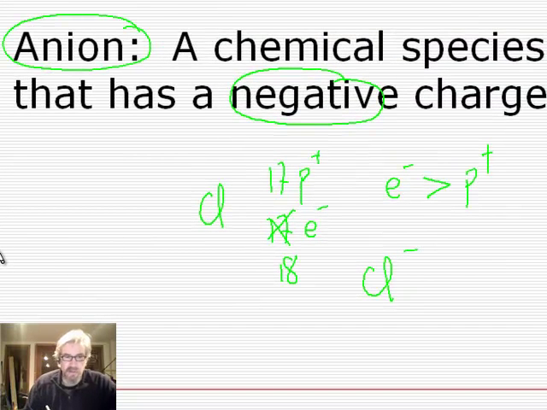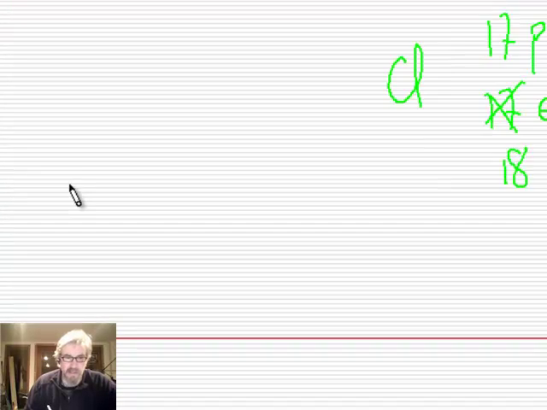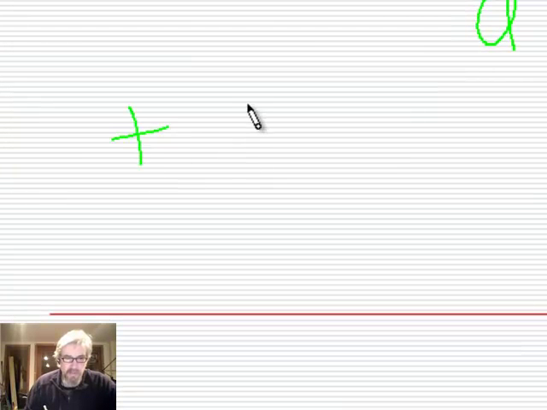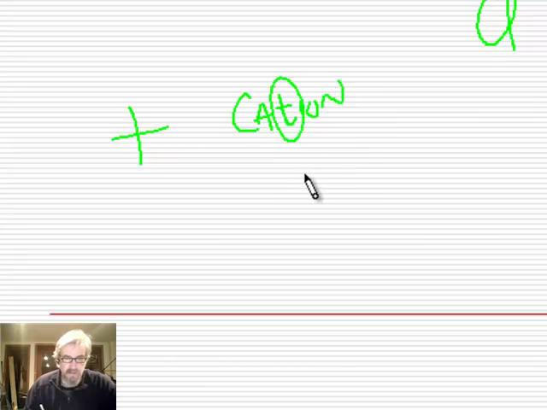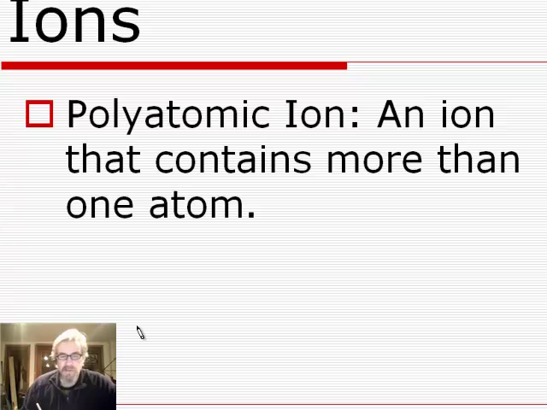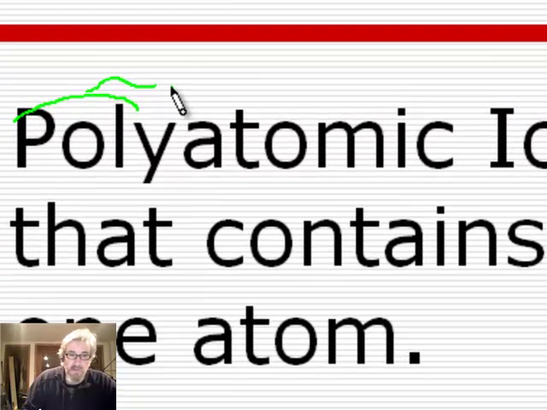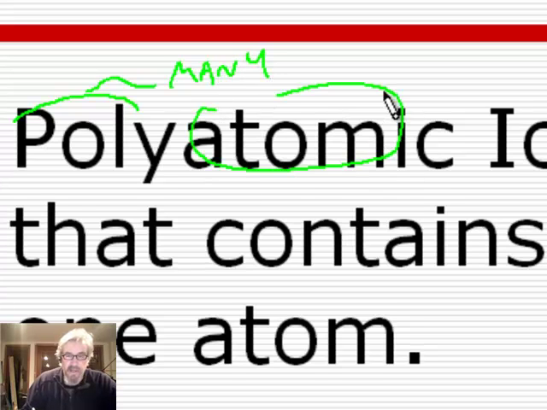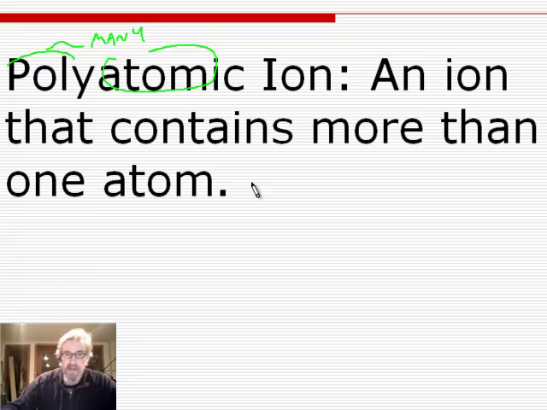You can keep these two straight, cations and anions, by thinking about this. Cations have a plus sign, and the word cation has a T in it, and a T looks a little bit like a plus sign. The kind of ions that we're going to spend most of our time with today are called polyatomic ions. The word part poly in scientific naming means many or more than one, and atomic just means atom. So these are many-atomed ions. An ion that contains more than one atom is a polyatomic ion.